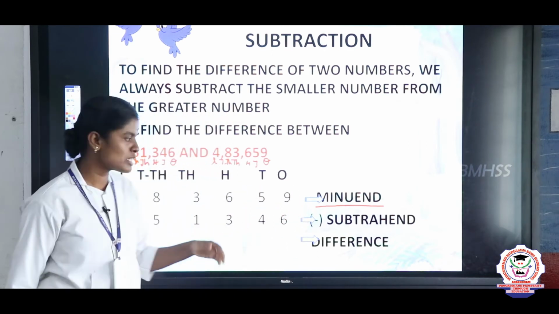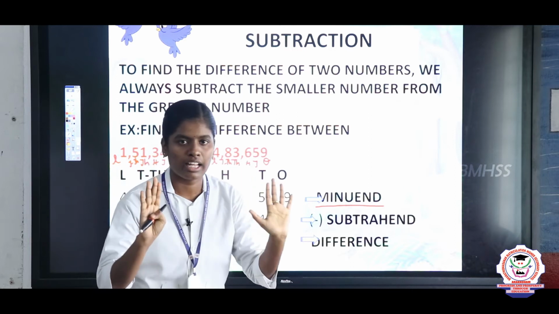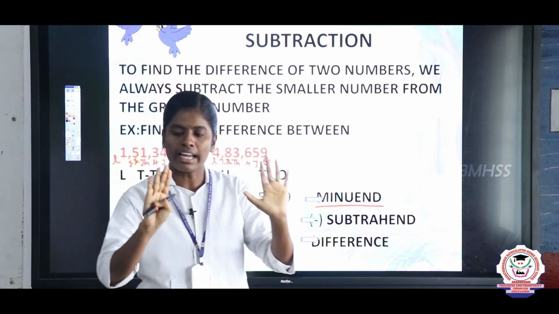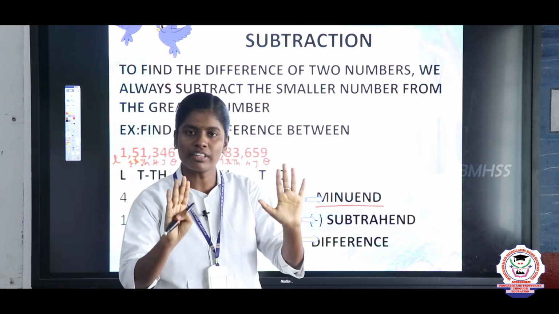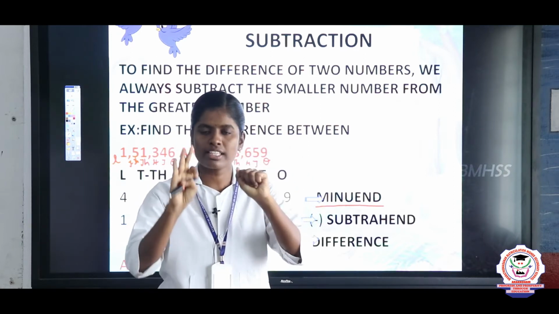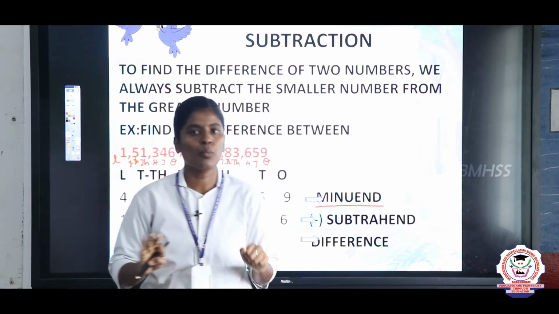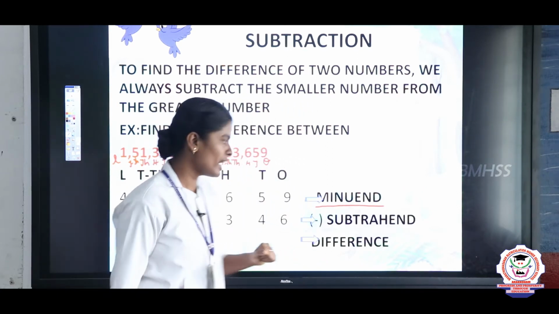Now take the ones place value. Take 9 minus 6. Simply leave the 9 fingers, and then fold 6 fingers. So 9, and then fold 6 fingers. Remaining, how many fingers are there? Yes, we have 3 fingers. So write the answer 3.